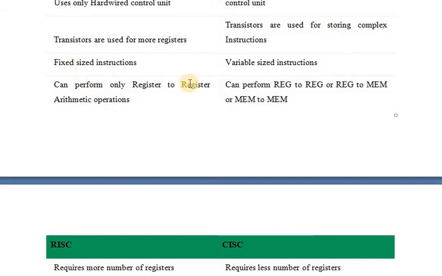RISC has fixed size instructions, CISC has variable sized instructions. RISC can perform only register to register arithmetic operations, while CISC can perform register to register, register to memory, or memory to memory. That is the advantage here in CISC. It can perform register to register, or register to memory, or from memory to memory.